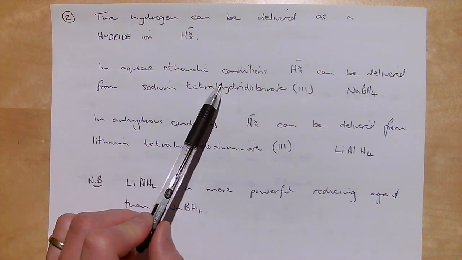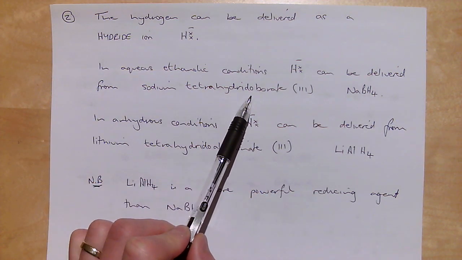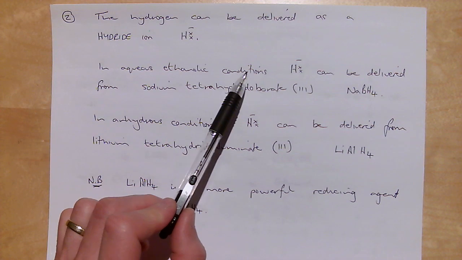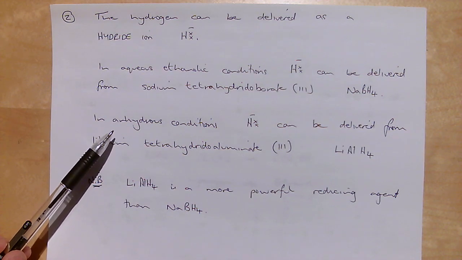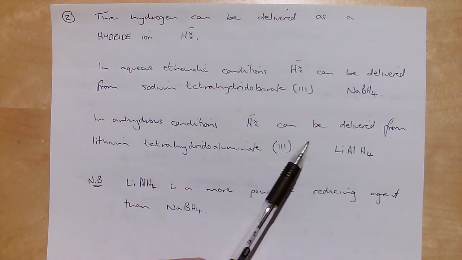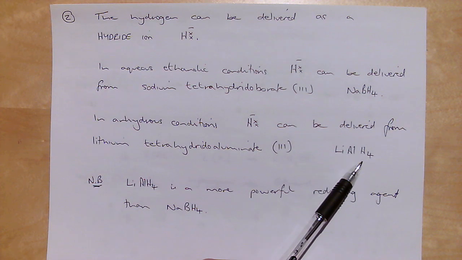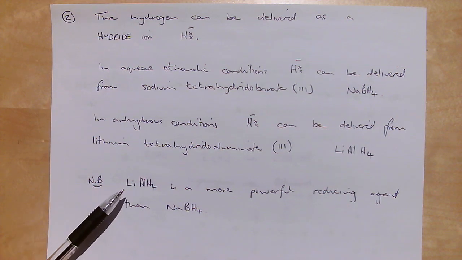Okay, so in aqueous ethanolic conditions, the hydride ion can be delivered from sodium tetrahydridoborate(III), NaBH4. So in aqueous ethanolic conditions, if we want a hydride ion, we go to NaBH4. If we have anhydrous conditions for our reaction, the hydride ion can be delivered from lithium tetrahydridoaluminate(III), so LiAlH4. It's also worth noting, this comes up in exams, which is your strongest reducing agent out of LiAlH4 and NaBH4. Well, LiAlH4 is a more powerful reducing agent than NaBH4. That's a good multiple choice question and worth knowing.